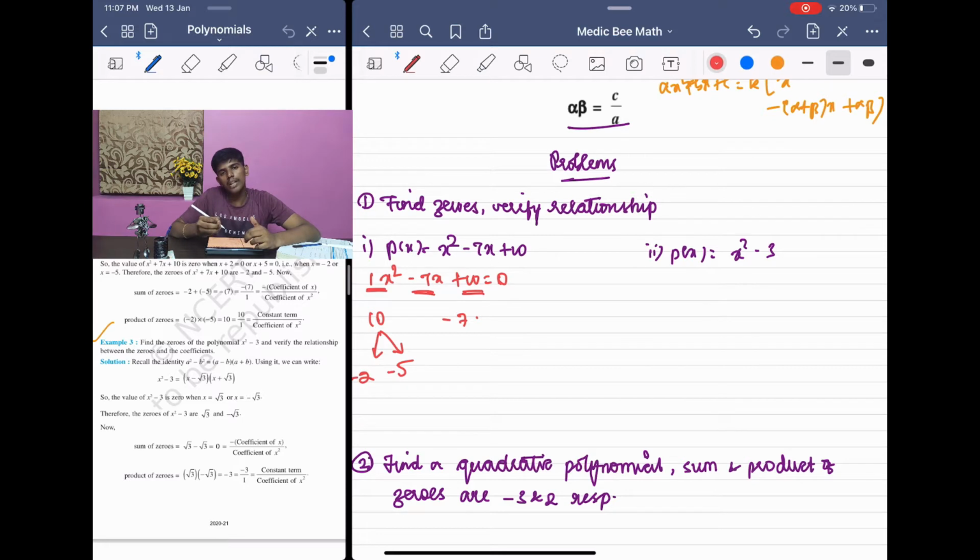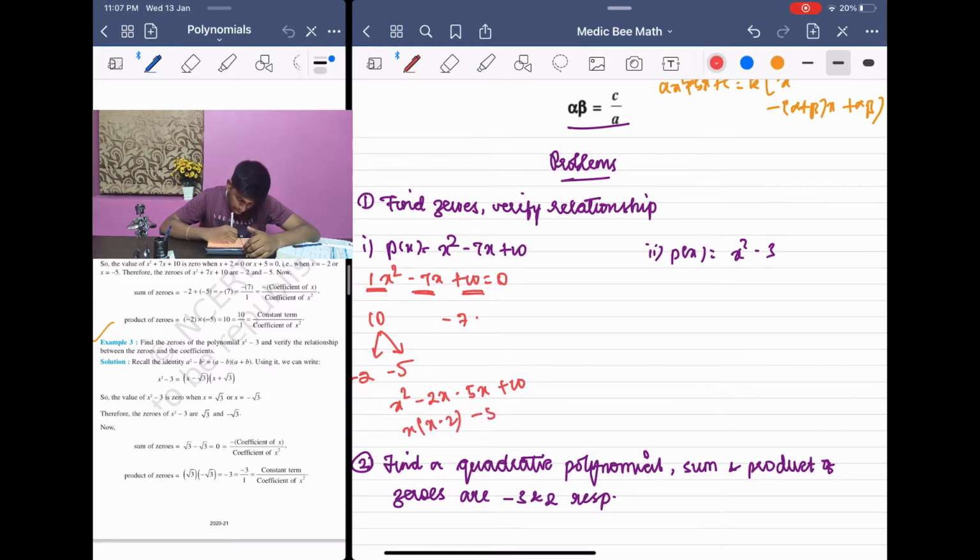-2 and -5, multiply them, what will you get? You will get 10. Add them, -7. So you should write it as x squared minus 2x minus 5x plus 10. Is it coming correctly now? We are just manipulating the polynomial, rewriting it. That's it. We are not changing anything. Now from x squared minus 2x, take x common, giving x minus 2.